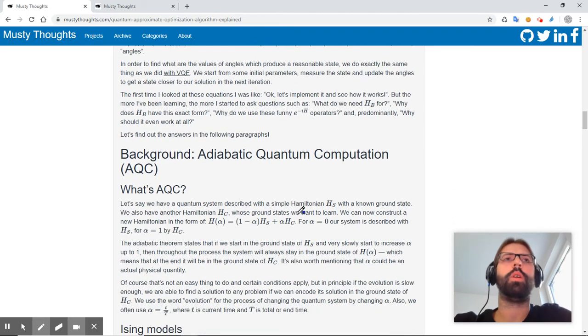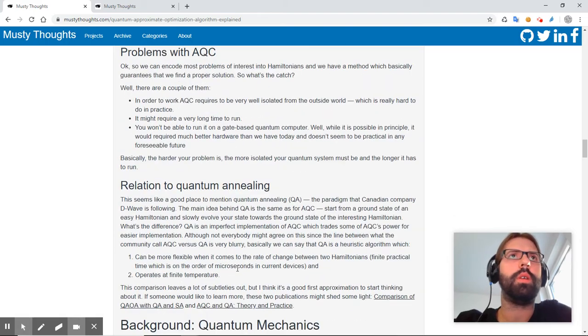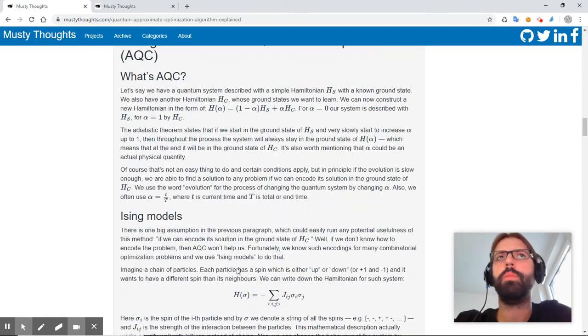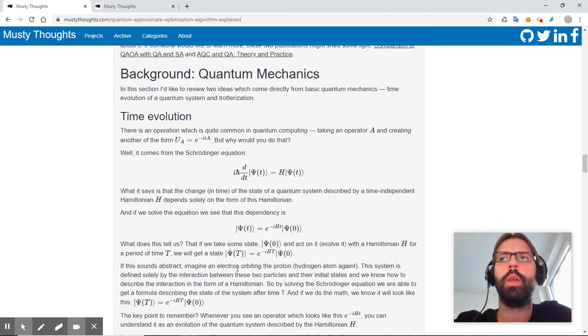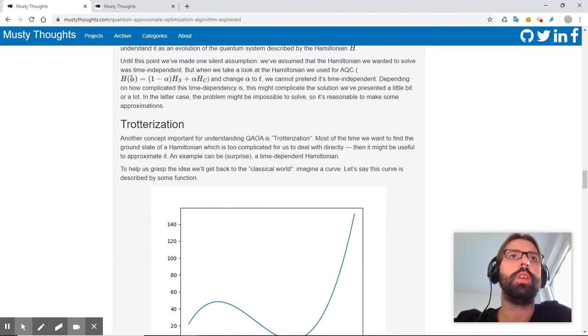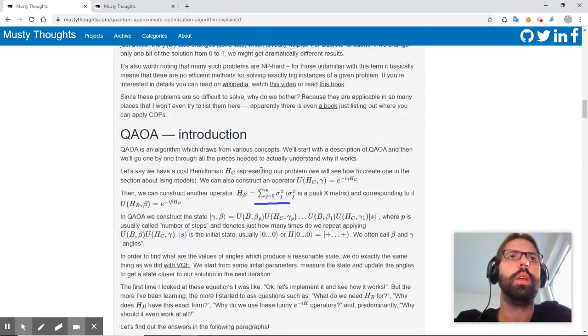So adiabatic quantum computation. That's the background. That's interesting, because I don't remember any of these things being put together when I first started. Time evolution, Trotterization. I remember searching for these and not knowing what they were.